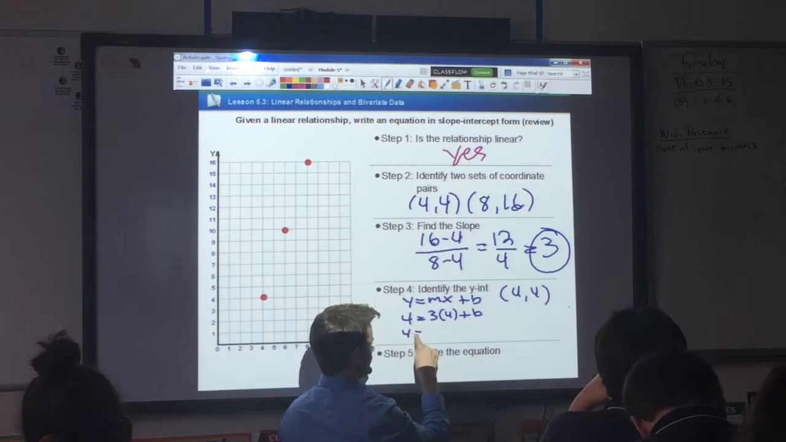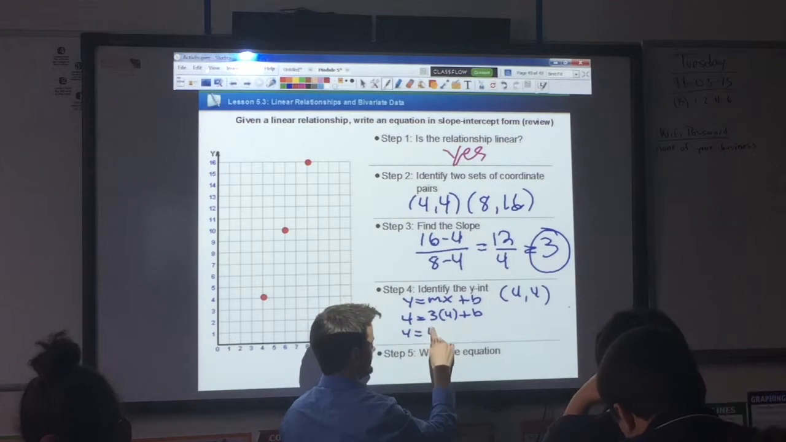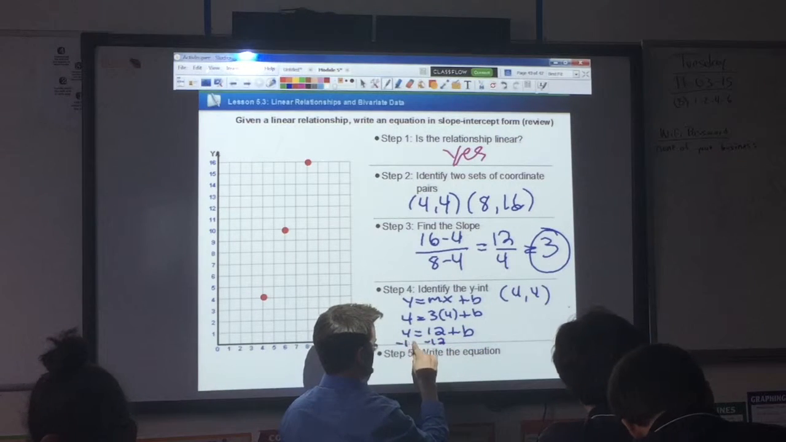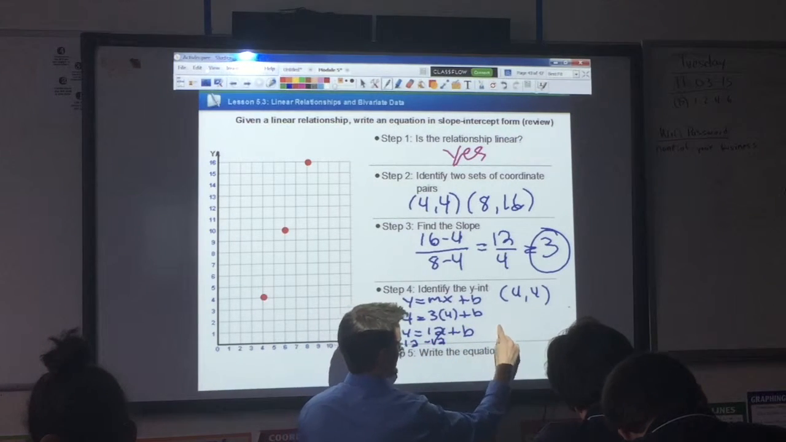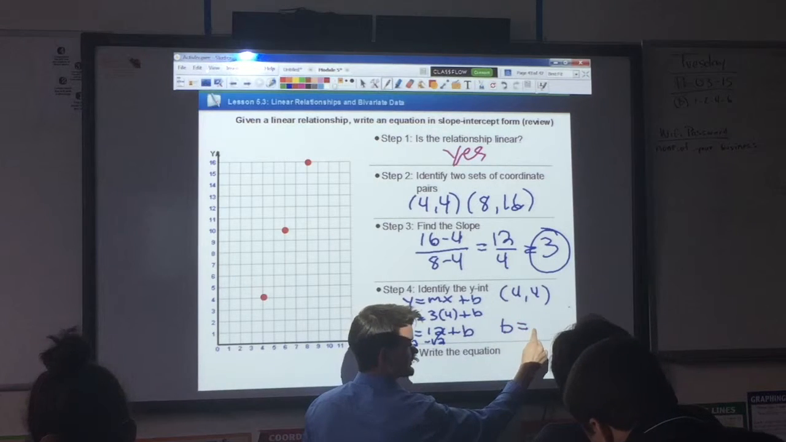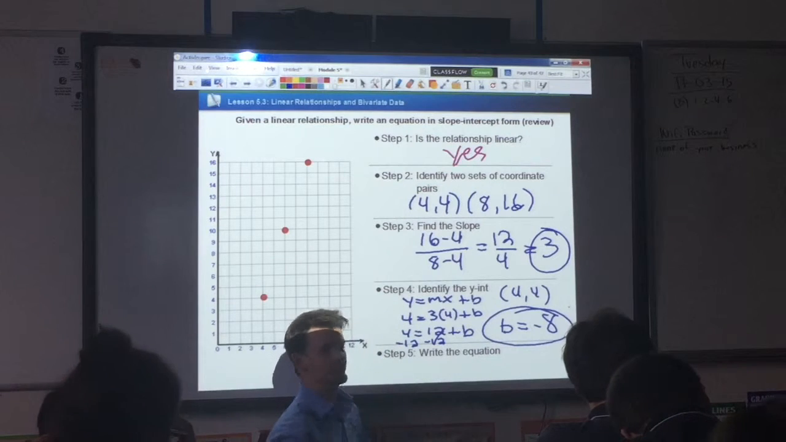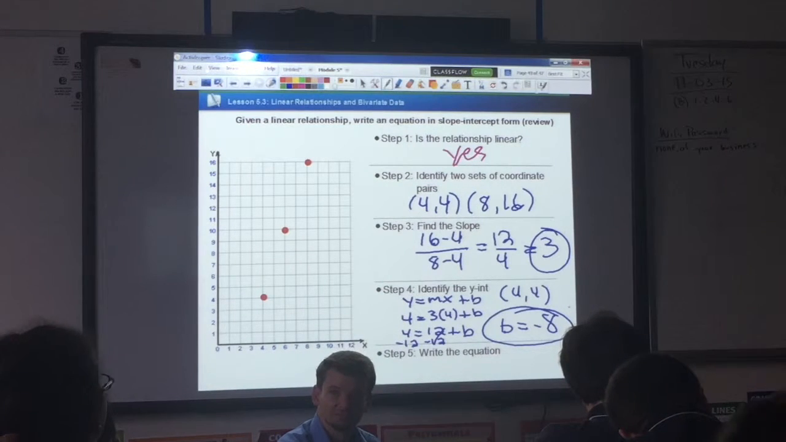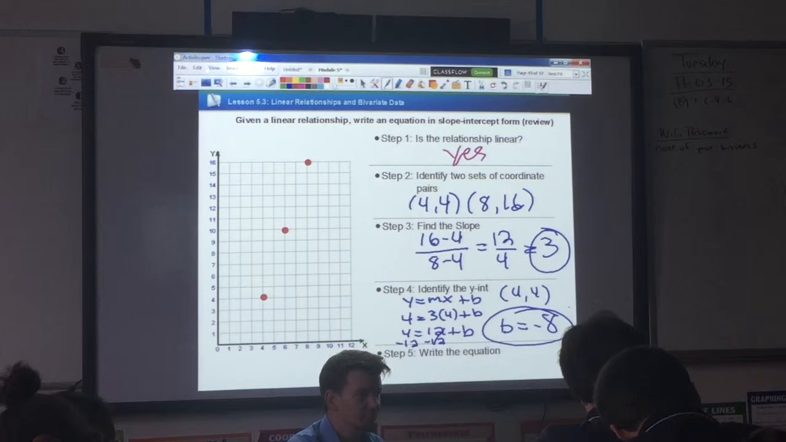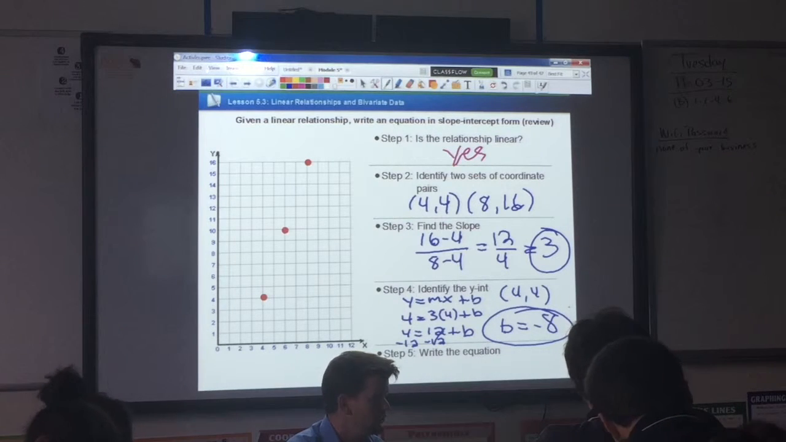So 4 is equal to, what's 3 times 4? 12 plus b. I now subtract 12 from both sides. These will cancel. And my b is going to be equal to what, class? Negative 8. I have my slope. I have my y-intercept. Everybody understand how we found the y-intercept? Yes or no? Yes. By now we should all know how to do that.